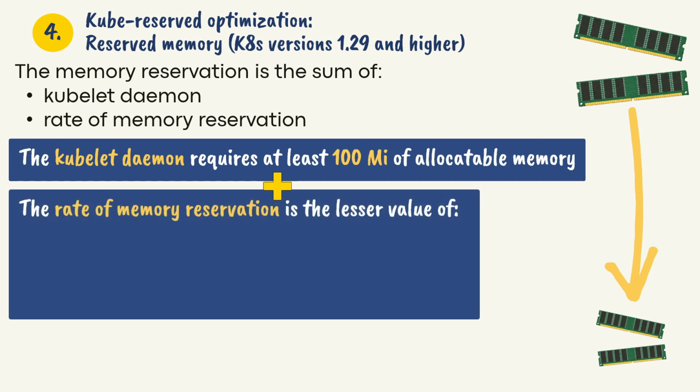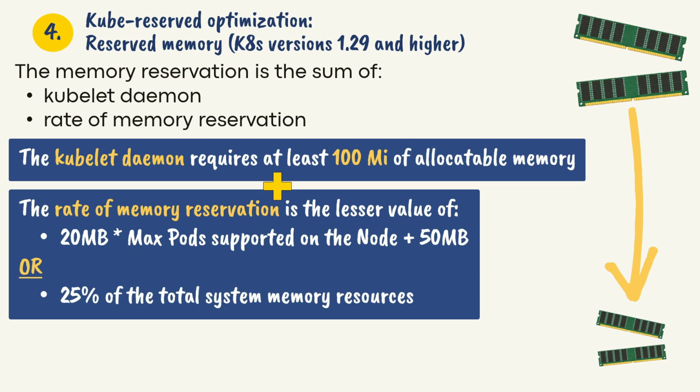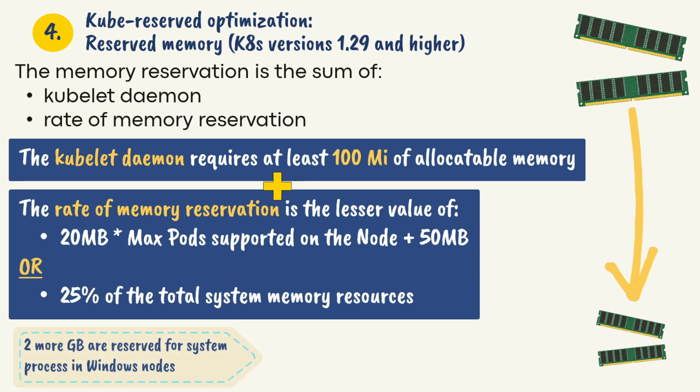The rate of memory reservation is the lesser value of one of the following: 20 MB multiplied by the max pods value plus 50 MB, or 25% of the total system memory resources. If the node is a Windows one, 2 more gigabytes are reserved for system processes. Let's look at some examples to better understand how it works.